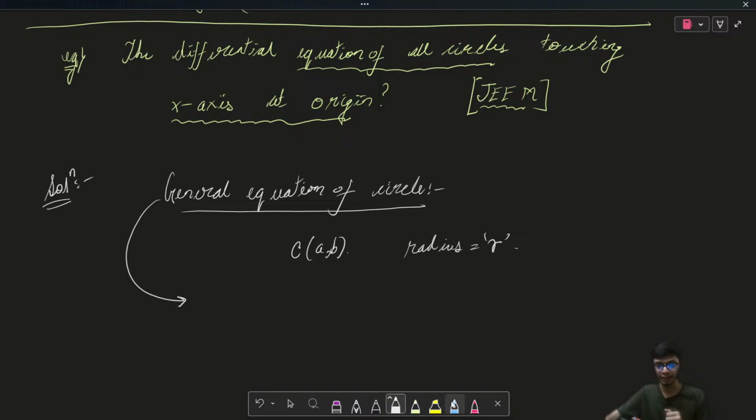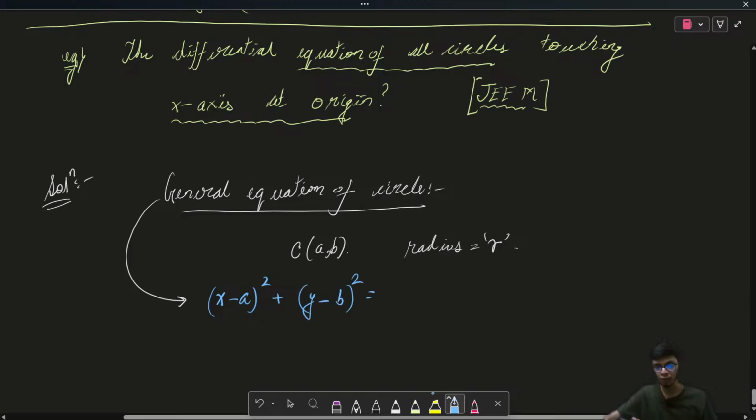So the general equation of a circle can be simply given as (x − a)² + (y − b)² = r². So this is the general equation of the circle with center (a, b) and radius r, right?